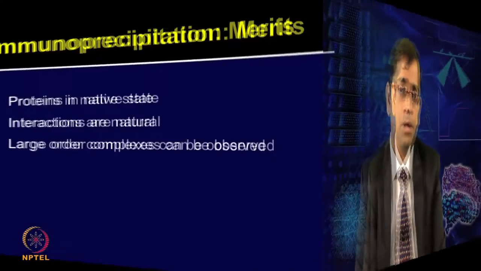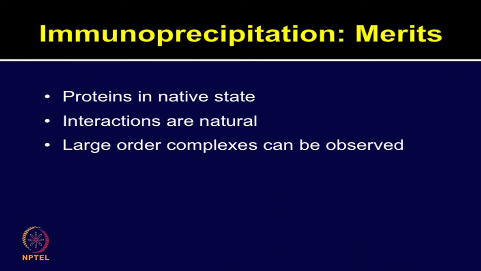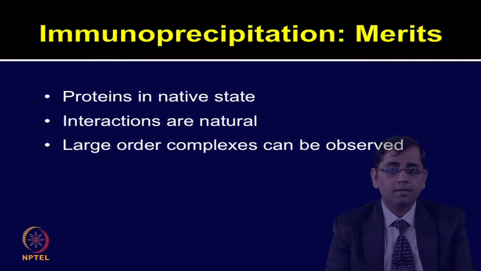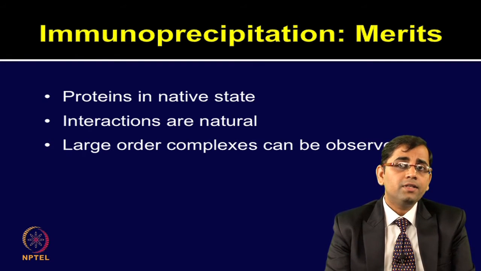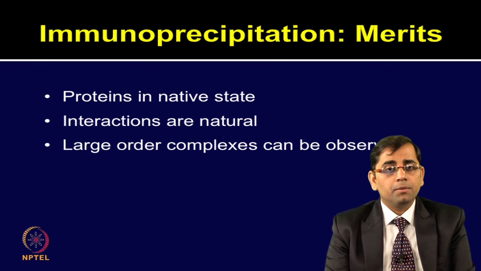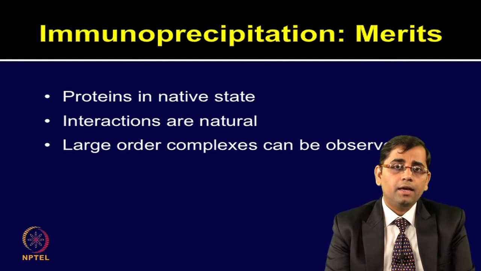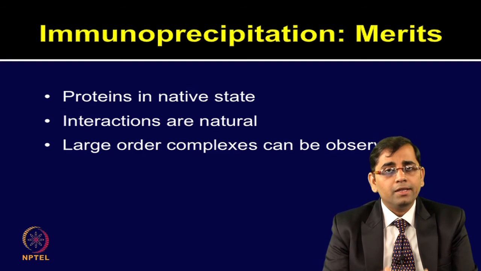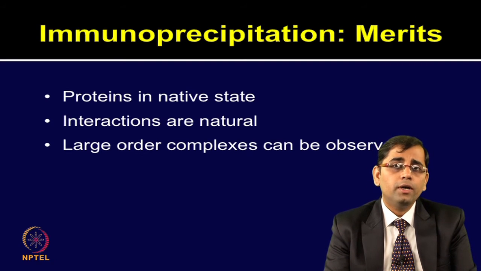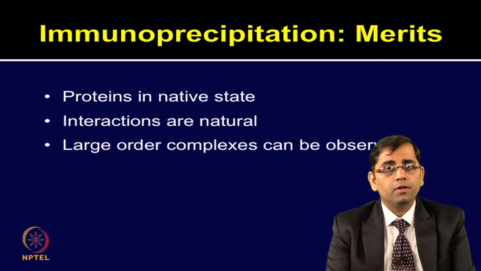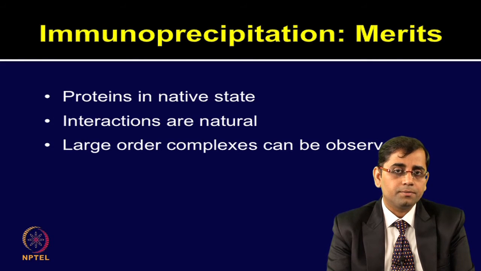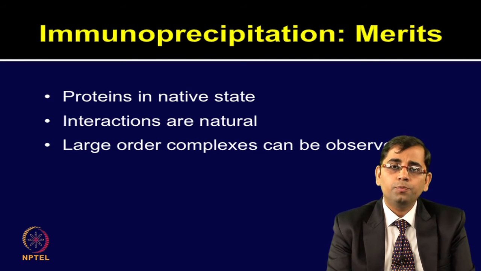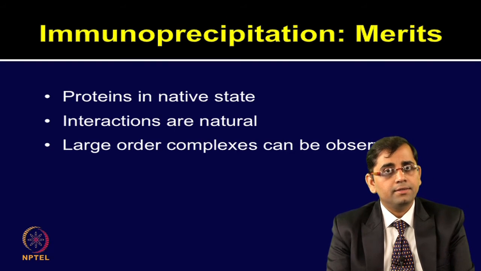What are the methods of using IP or immunoprecipitation? In this method, proteins are isolated in native state. Why is native state so important? Because the native state allows native complexes to be formed. It also allows the formation of post-translational modification. It is essential to perform these steps in native or non-denaturing conditions.